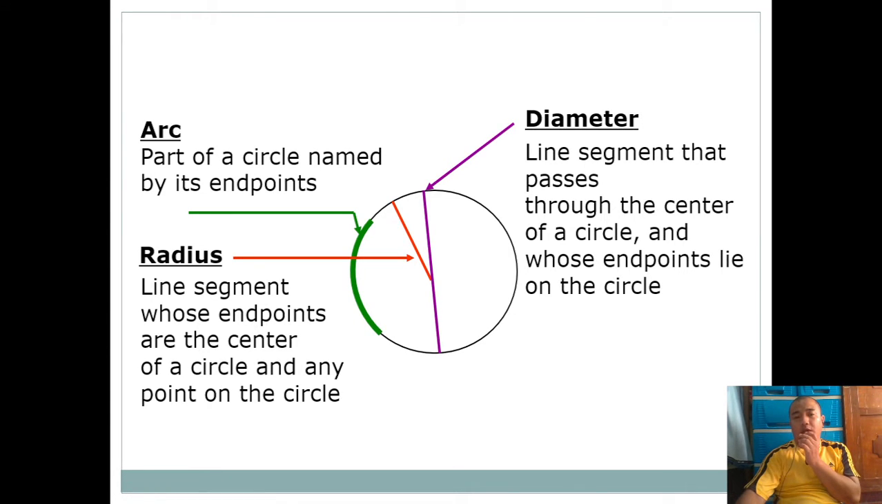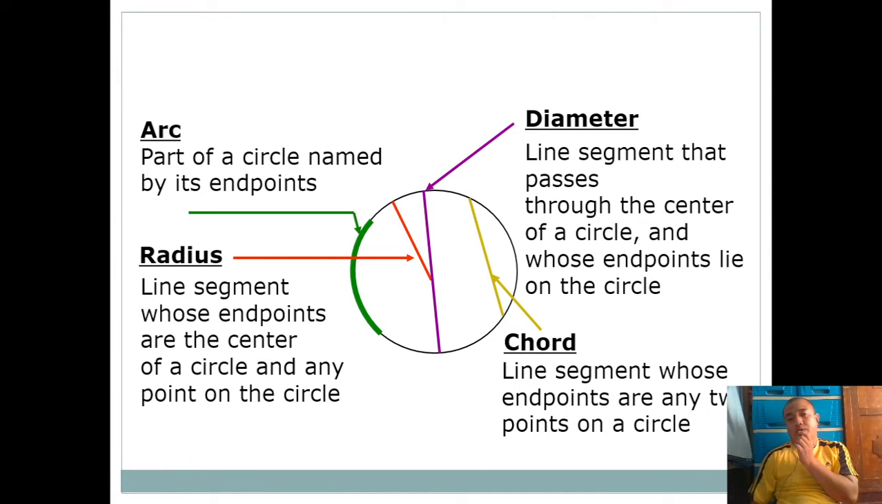We also have here the diameter. A diameter is a line segment that passes through the center of a circle and whose endpoints lie on the circle. So the purple line segment is what we call a diameter because it passes through the center and its endpoints lie on the circle.